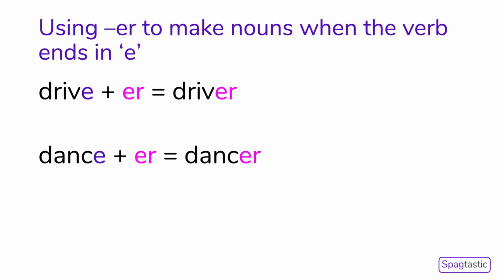In another example, we have the verb dance. Dance also ends in E. So we take off that E and we add the suffix -er. Dancer is spelt D-A-N-C-E-R.